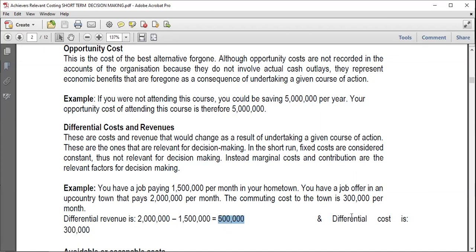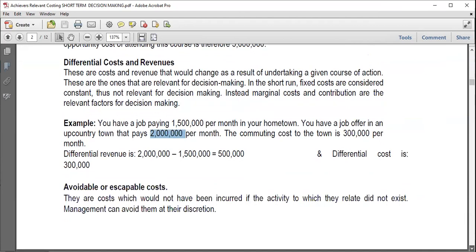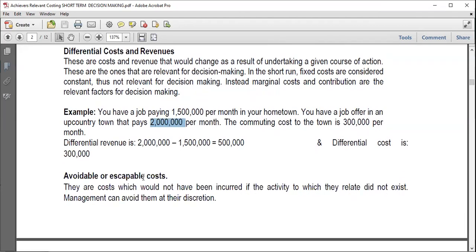The same thing with the differential cost. Maybe in this case, you've been incurring, let's say, 300,000, and now you're not going to incur this. So this is a differential cost that you're saving by taking on this job. You understand? So good for us to also understand.